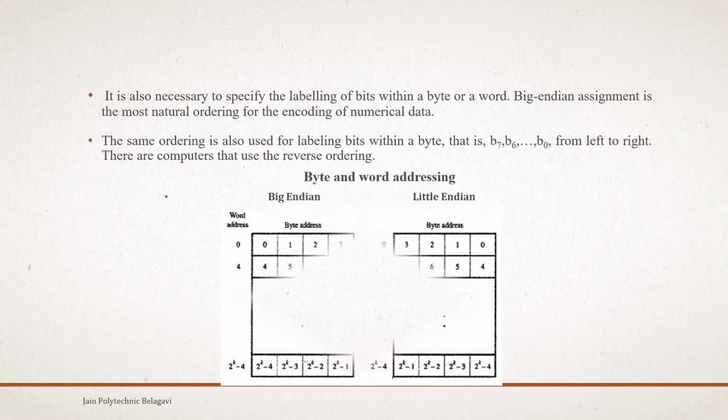Now here you can see a diagram showing Big Endian and Little Endian. As I told, in Big Endian assignment, on the left, the lower byte addresses are used at the most significant byte. So 0 is the lowest address in this word, and the lower byte address 0 is used at the most significant byte. But when you look at Little Endian, the lower byte address is 0, but here it is used at the least significant byte. So that's the difference between Big Endian and Little Endian.